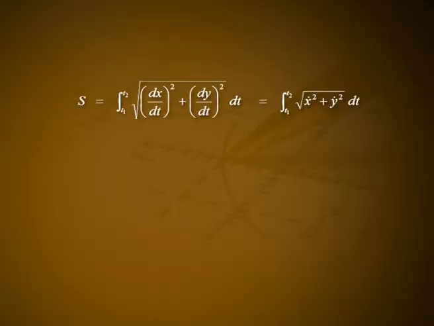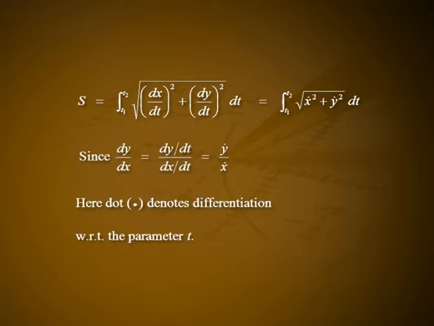Parametric form. When the equation of the curve is in the parametric form x is equal to x of t, y is equal to y of t, with parameter t varying from t1 to t2, then S is equal to integral from t1 to t2 square root of (dx by dt) whole square plus (dy by dt) whole square dt, which is equal to integral from t1 to t2 square root of x dot square plus y dot square dt. Since dy by dx is equal to dy by dt divided by dx by dt is equal to y dot by x dot. Here dot denotes differentiation with respect to t, the parameter.